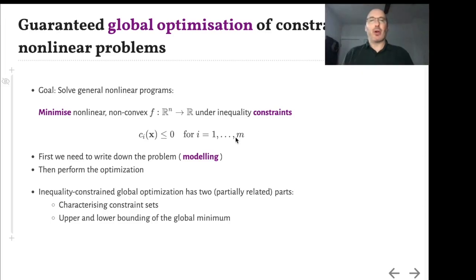And of course, we all know that first we need to actually write down the problem, which is the modeling step that usually this community does using JuMP, the JuMP language, a domain-specific language using macros in Julia. Then afterwards, we need to actually perform the optimization using a solver. Inequality-constrained global optimization has actually two parts, of course, which is characterizing the constraints and then upper and lower bounding of the global minimum value of the problem.